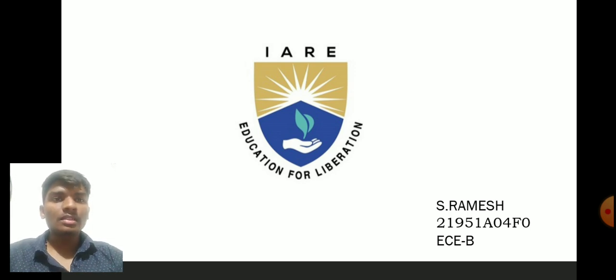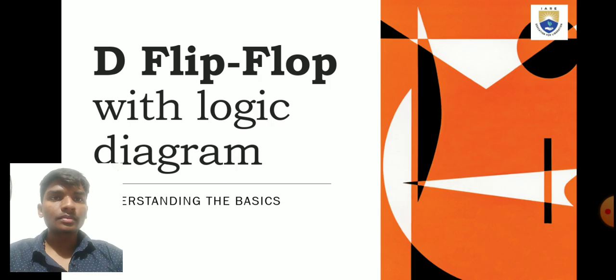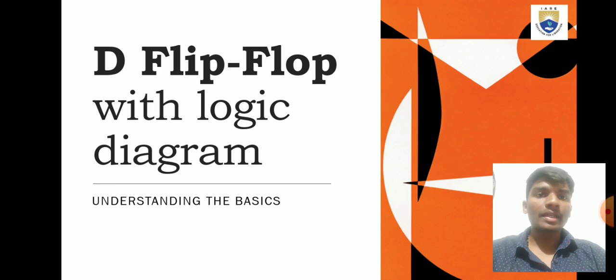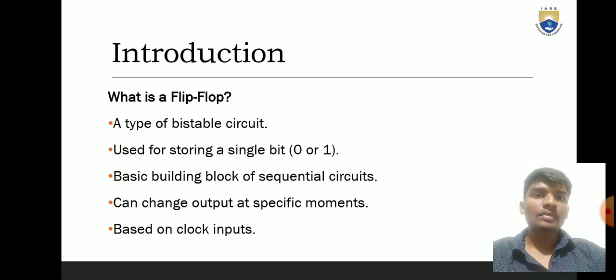In this presentation, I am going to talk about D flip flop with logic diagram, understanding the basics. Introduction. What is a flip flop? A flip flop is a type of bistable circuit used for storing a single bit, that is 0 or 1. It is the basic building block of sequential circuits, and can change output at specific moments based on clock inputs.